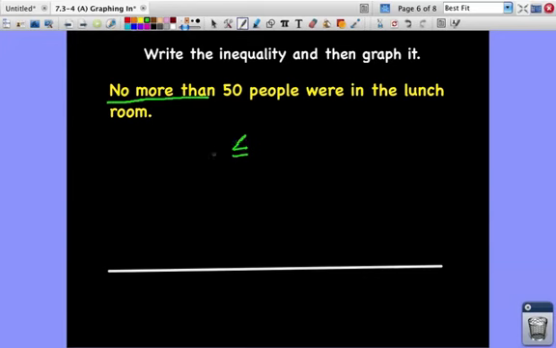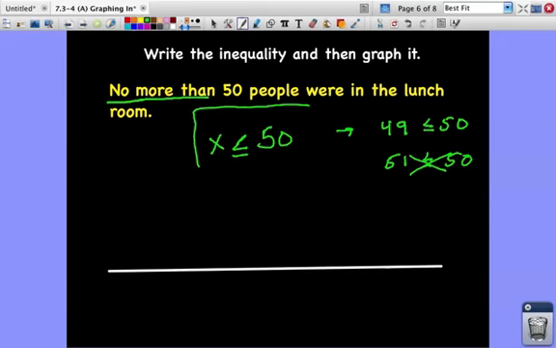So now I have to determine where my x goes and where my 50 goes. Because there is no more than 50 people, x has to be less than or equal to 50. If I were to plug in 49 to this inequality, just to check, 49 is no more than 50. 49 is less than or equal to 50. But if I plugged in 51, that's not true. That's why it wouldn't work.